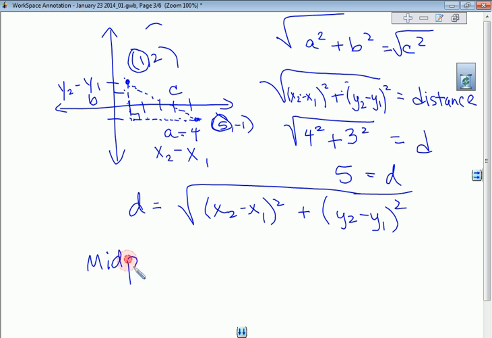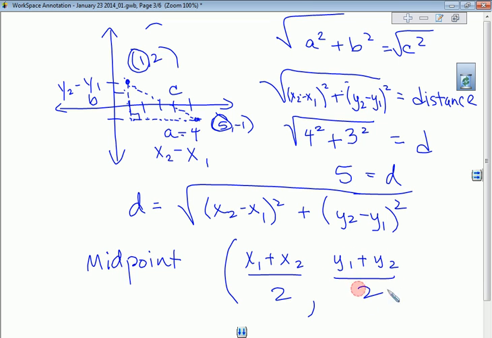Okay, now the next thing you were asked to do was to find the midpoint or discover the midpoint. Well, does it make sense that the midpoint is just averaging your x's and averaging your y's? The midpoint just averages. And that makes sense. When I average something, doesn't it take me to the middle?